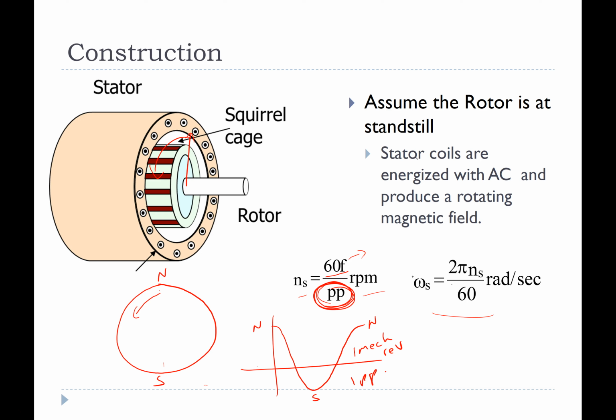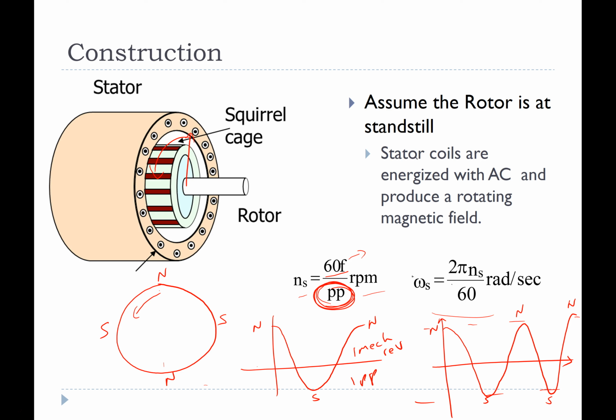Now, if I had two pole pairs, then what is going to happen? I will have north, south, north, south. So in one mechanical revolution, I'm going to get north, south, north, south, and then back up to north, and then again north, south, north, south, north. So I'm going to get two electrical cycles in one mechanical cycle.